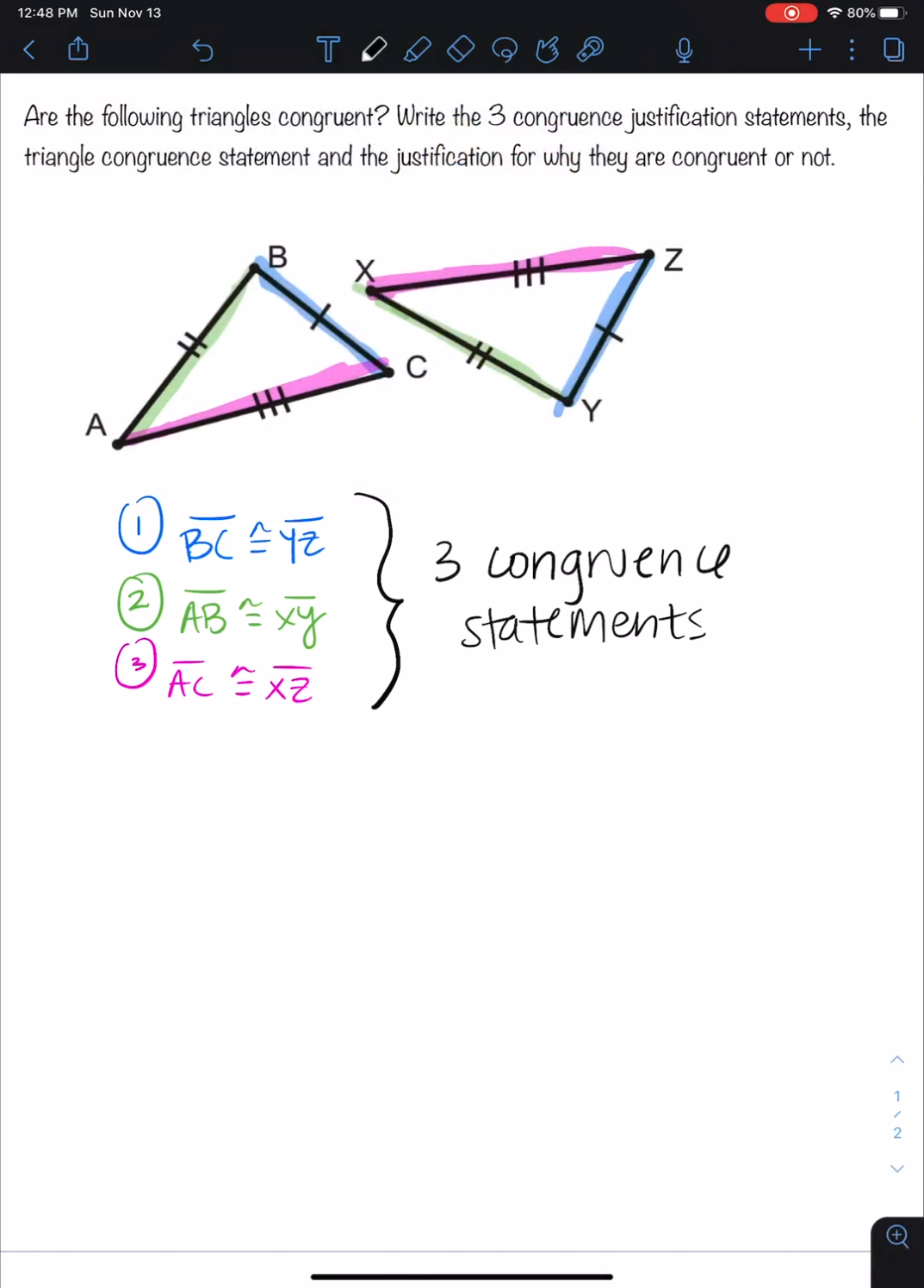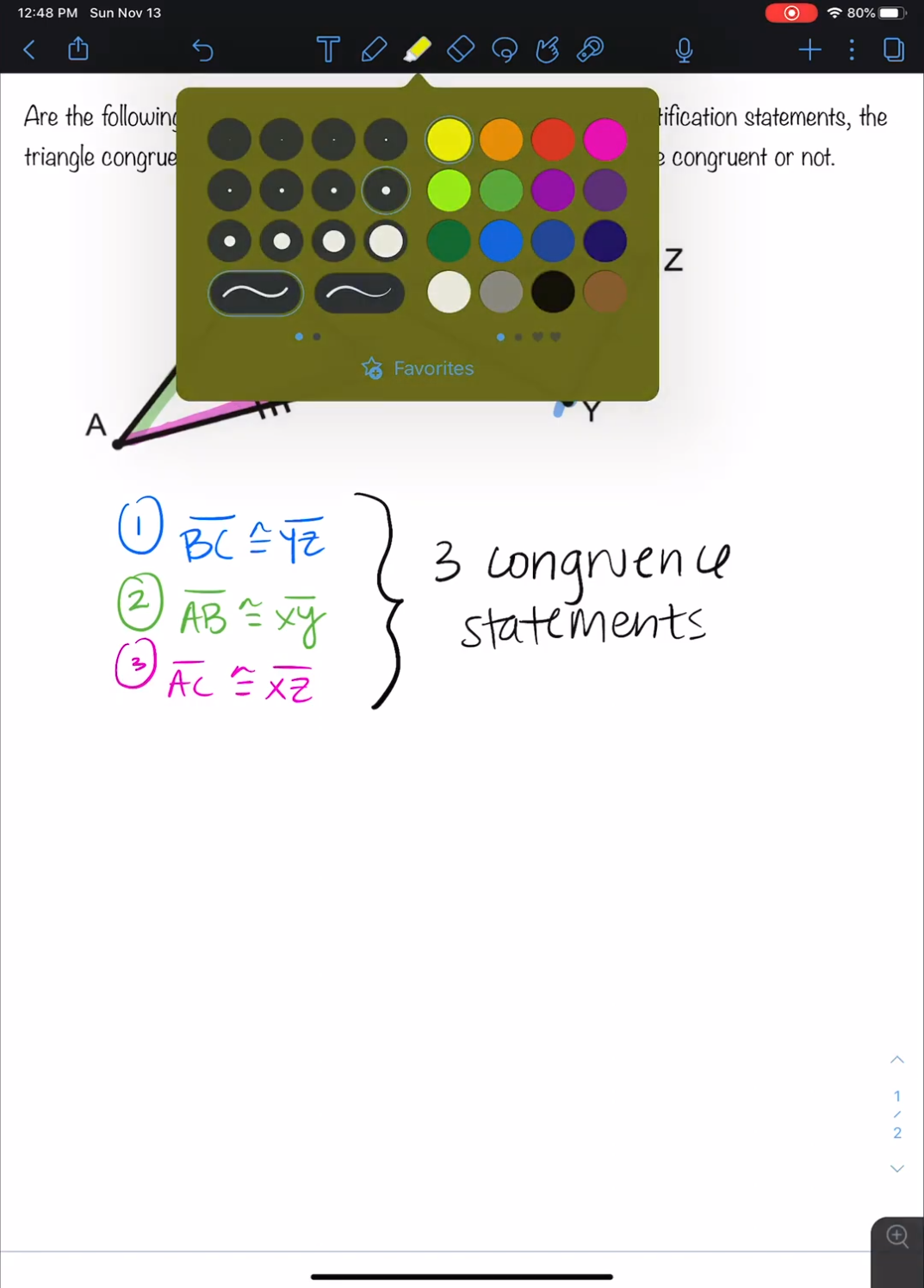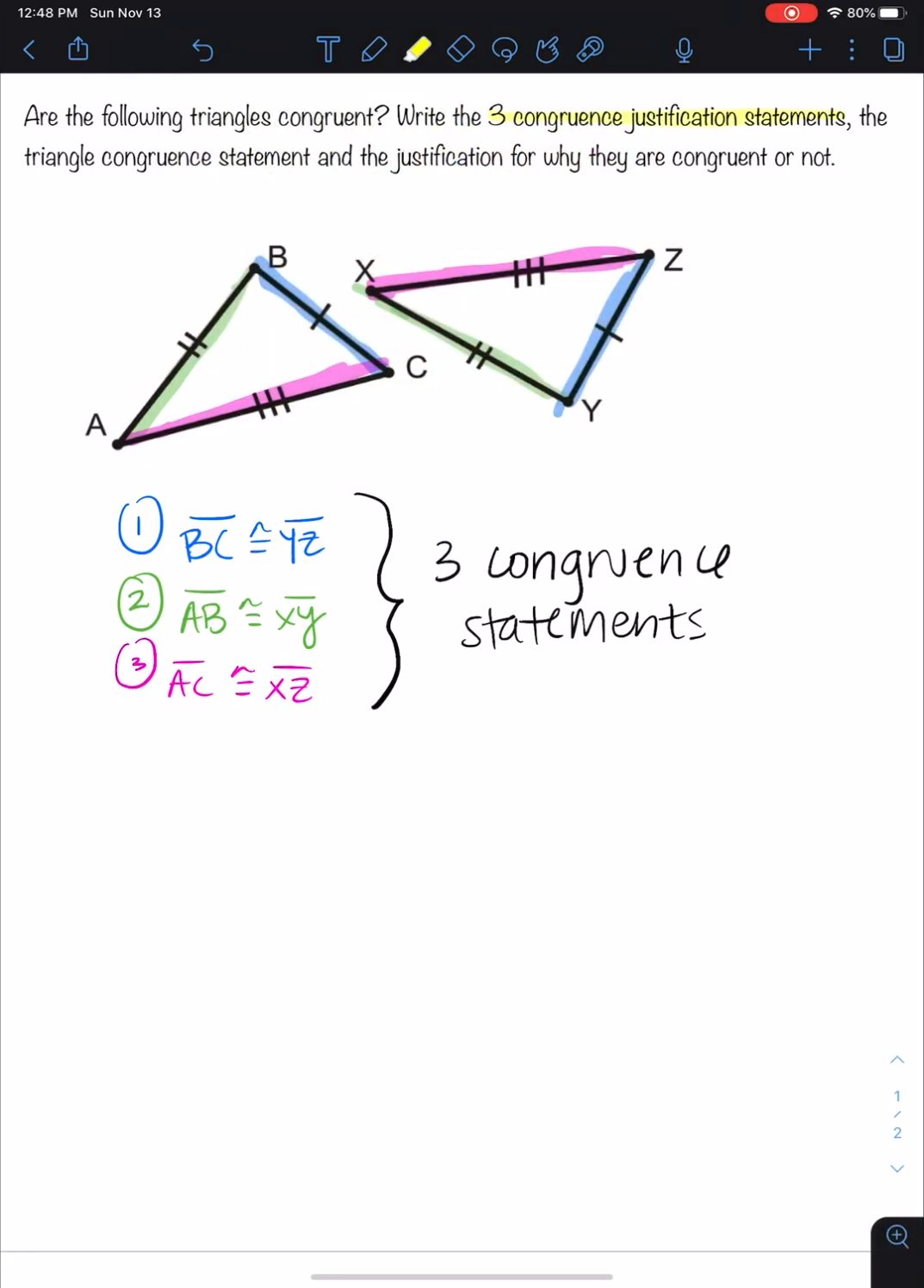So now we can say our triangle justification. So far we've done these 3 congruent justification statements, and now we're going to do the triangle congruent statement. So we can say triangle ABC, and if we start with ABC, we have to follow in corresponding order. So we'll see that A corresponds with X, B corresponds with Y, and C corresponds with Z based on their position in the triangles.